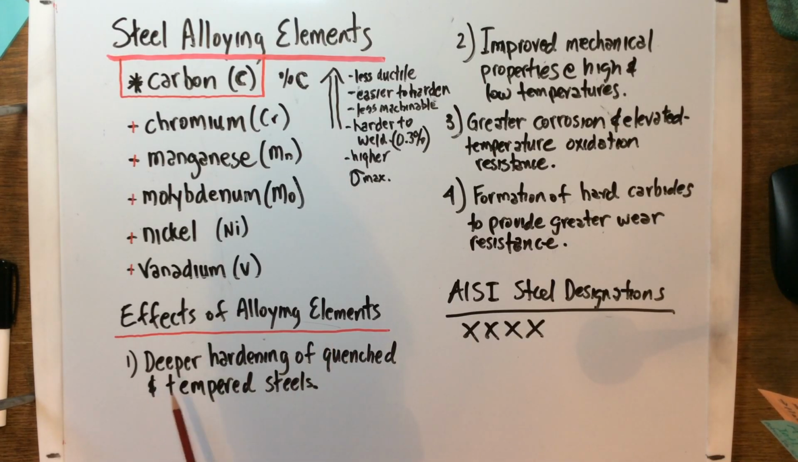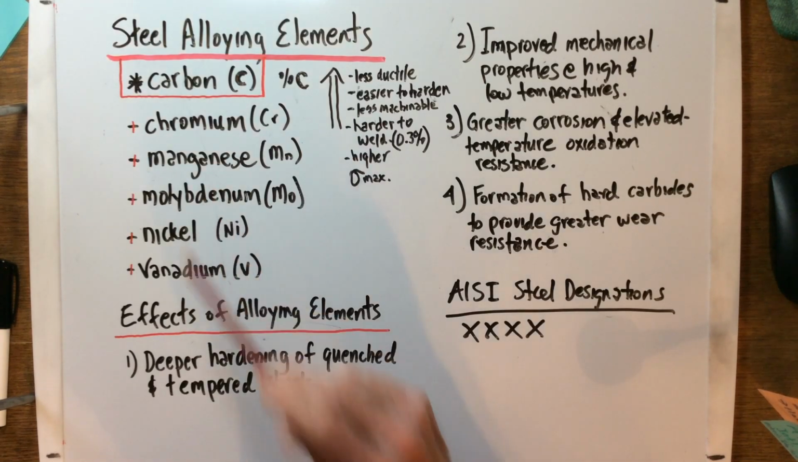First of all, they cause deeper hardening of quenched and tempered steels. Now, this may not mean a lot to you right now, but later on, once we get into heat treating, you'll understand a little bit better. But essentially, you're going to be able to harden something to a lot greater depth than you could without some of these alloying elements. We're going to talk about what the quenched and tempered steels are, but it makes for a deeper penetration of the hardness into that component by having some of these alloying elements in there.